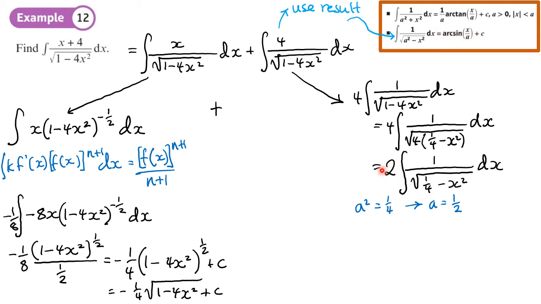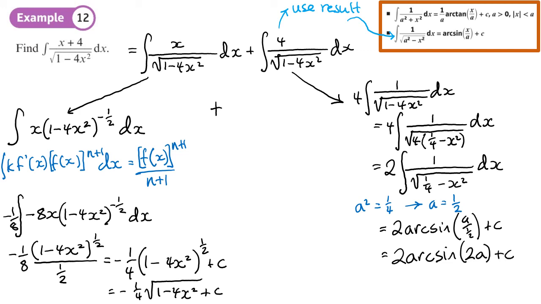Now I need to remember there's a 2 in front, so I'll end up with 2 arc sine a over a half plus c, which we know is going to give us 2 arc sine 2a plus c. Sorry, not sure why I put a when that should be x. So let's just correct that there.